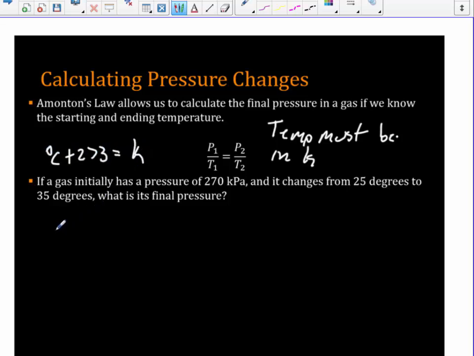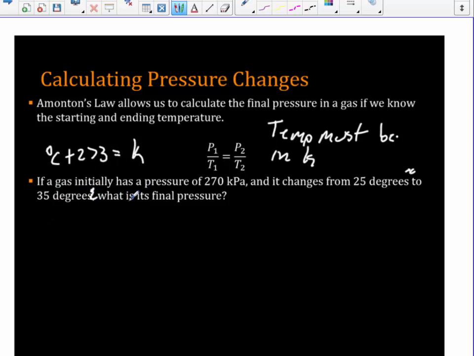So here's an example problem. If a gas initially has a pressure of 270 kPa and it changes from 25 degrees, this is Celsius, 25 degrees Kelvin or 25 Kelvin would be way too cold. So when it changes from 25 degrees Celsius to 35 degrees Celsius, what is its final pressure?